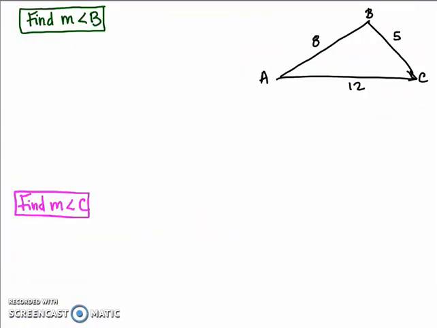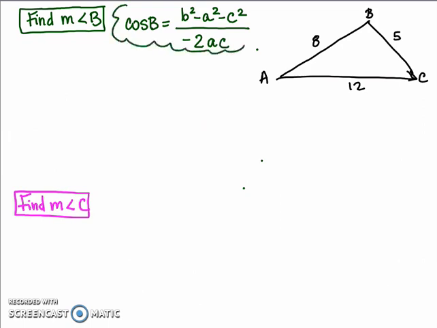Our next step is going to be to find the measure of angle B. So we're going to start by doing the same thing. We're going to transform the law of cosines equation so that it's cosine B is equal to, and it's going to be the exact same math that we did before. So cosine B is going to be equal to b squared minus a squared minus c squared divided by negative 2 times a times c. Again, kind of a handy formula to know.